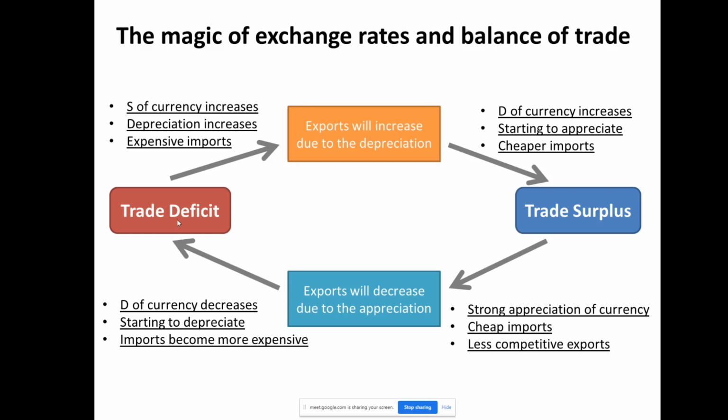Okay, so take a look at this. Let's start from the trade deficit side. So trade deficit, when M is higher than X. When M is higher than X, we import more than we export.